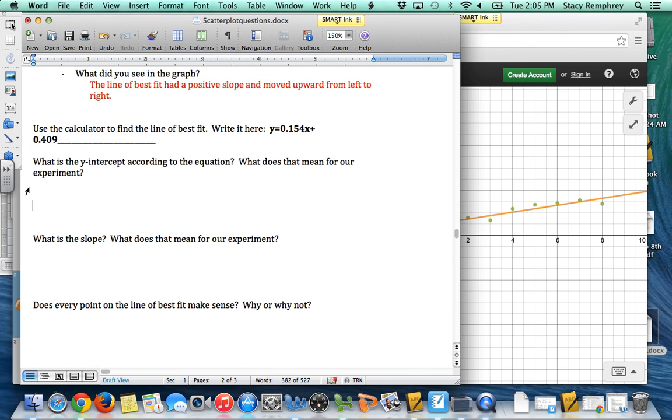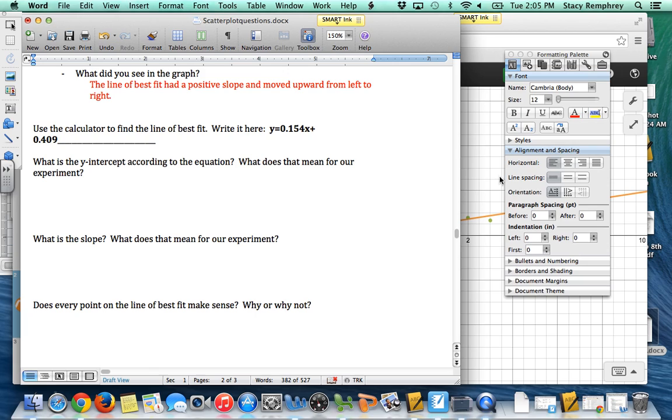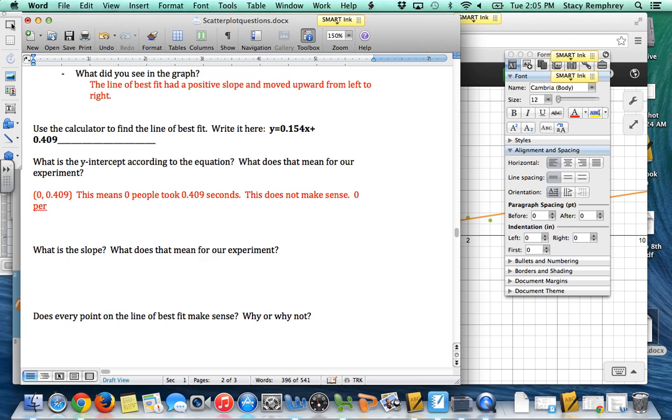The y-intercept here, let me see if I can change the color to make this a little easier, is (0, 0.409). I'm getting that because I know slope-intercept form, and that's where that is. So what does this mean? Well, x stood for people. So this means 0 people took 0.409 seconds. Okay? And that doesn't make sense. And you would say something like this does not make sense. 0 people should take 0 seconds.